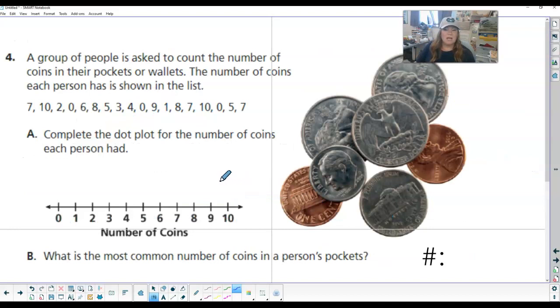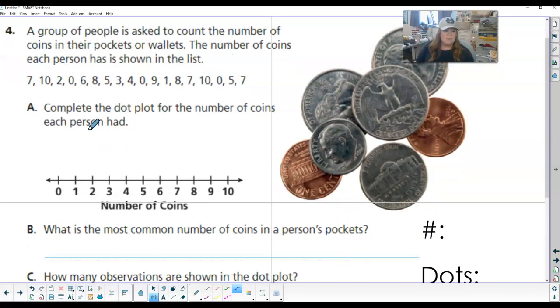Okay, number 4, a group of people is asked to count the number of coins in their pockets or wallets. The number of coins each person has is shown here. So they asked this person, they pulled out their wallet, they had 7 coins. The next person had 10 coins in their pocket, right? So they're just asking these people, how many coins do you have? The very first thing we want to do is, I can see a 7, so I'm going to put a dot on the 7.